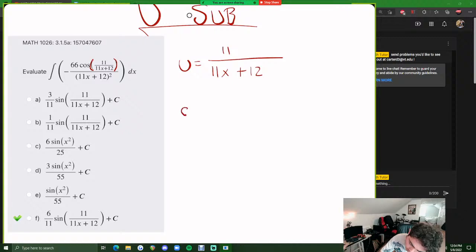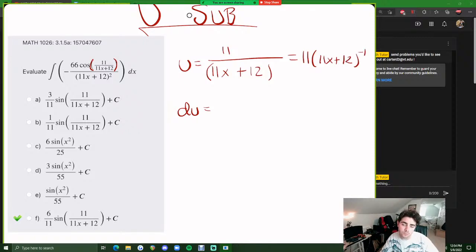Once we identify our u, we want to find the derivative, du. We can find the derivative by either using quotient rule, if you wish, or we could rewrite this original one as 11 times 11x plus 12 raised to the negative 1. We're allowed to rewrite that whole denominator up out of the denominator and then raise it to the negative 1 power. Now, why is this beneficial? When we take the derivative now, we can leave the 11, and now we just need to take the derivative of this using a little bit of chain rule.